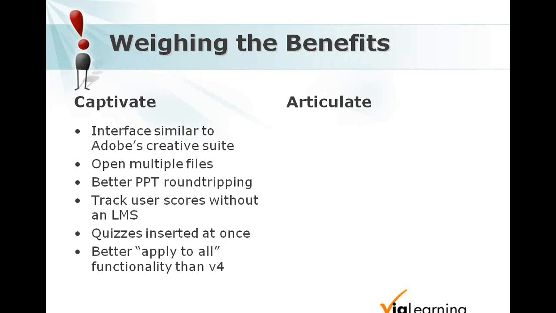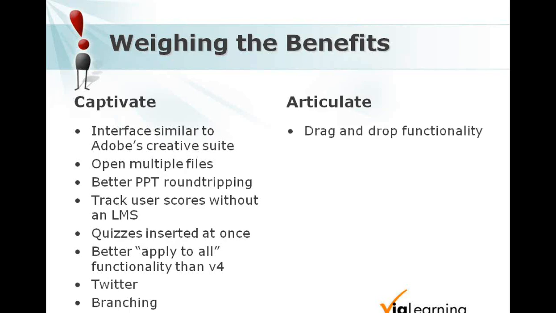And then you have a better apply to all functionality. That's what we were just talking about, how it didn't really work in version 4, and now it does. And then the integration of Twitter into Captivate 5, and the enhanced branching functionality. Now, these are all things that are specific to Captivate. Articulate does have some of these features, but they also have a couple things that are different, like drag and drop functionality. Captivate does not yet have drag and drop functionality. It does not have that built in.